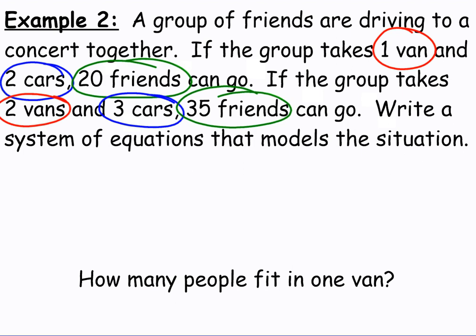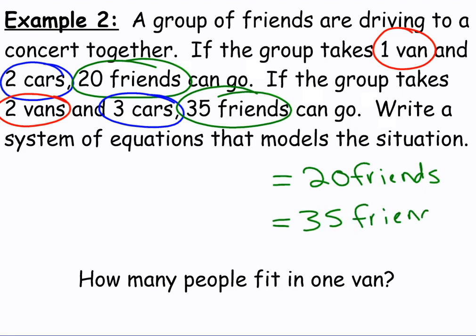So my total amounts here are going to be the fact that 20 friends can go in the first situation, and that 35 friends can go in the second situation. Again, that's the total amount of friends in each situation. So now we have to say what created those pieces. Pause the video now as you try and set it up. Press play to go over your answer.